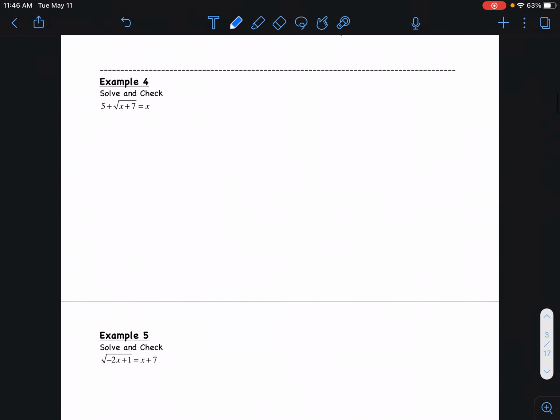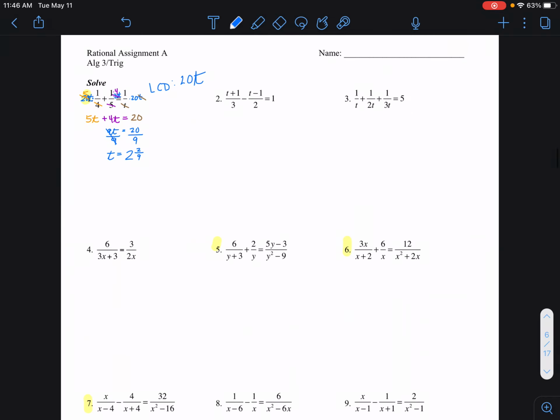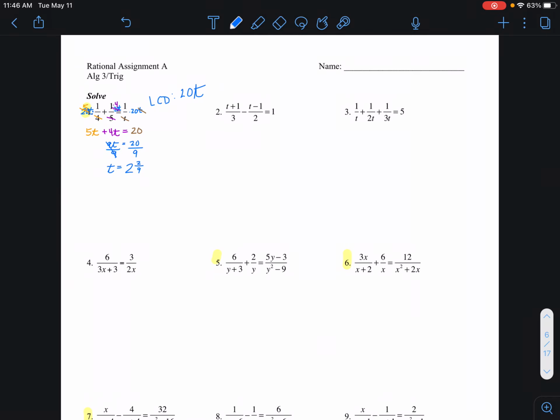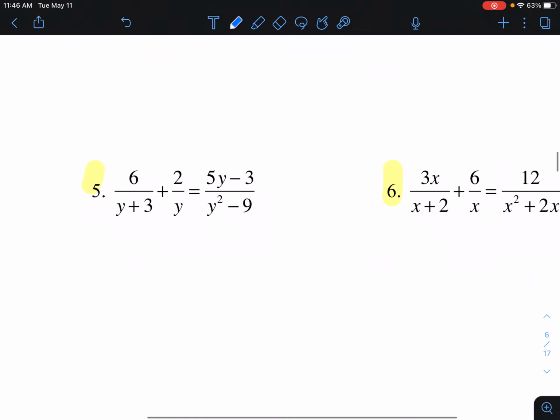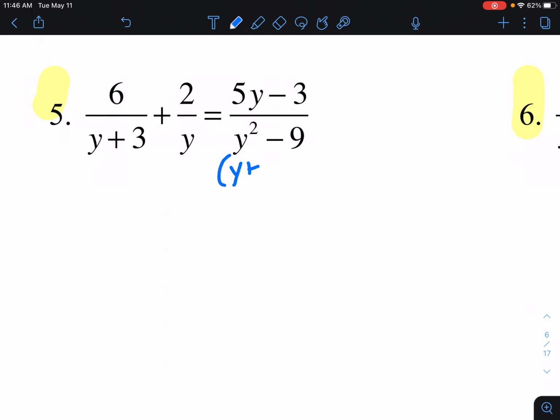Okay, let's scroll down. Hit up at least 2 more examples. Go to the page where it says Rational Assignment A. So make sure you don't write too big here. This requires a lot of work. So we want to factor the denominators. The only thing that can be factored, bottom right, that's a difference of squares.